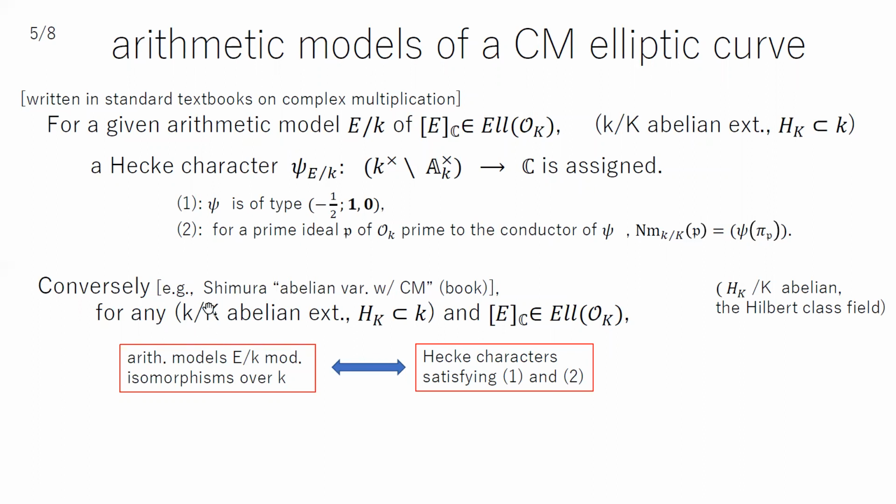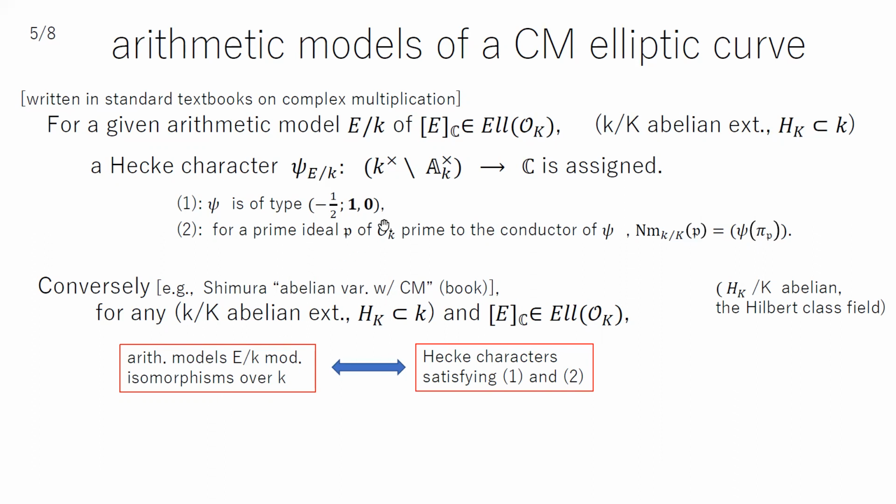And the converse is also true in the sense that if we choose the field of definition K to be an abelian extension containing the Hilbert class field, and if I specify one element in this set of CM elliptic curves, then there is a one-to-one correspondence between the set of Hecke characters satisfying those properties and the arithmetic models modulo isomorphism over K.